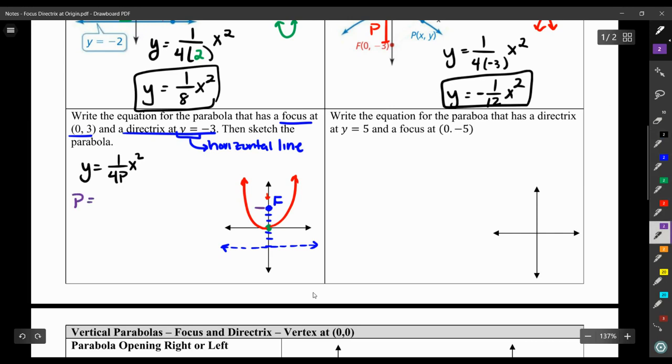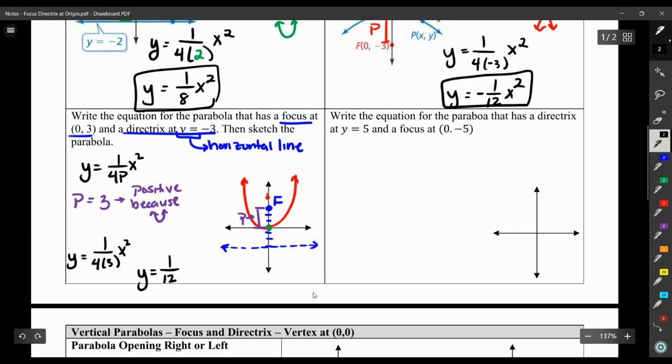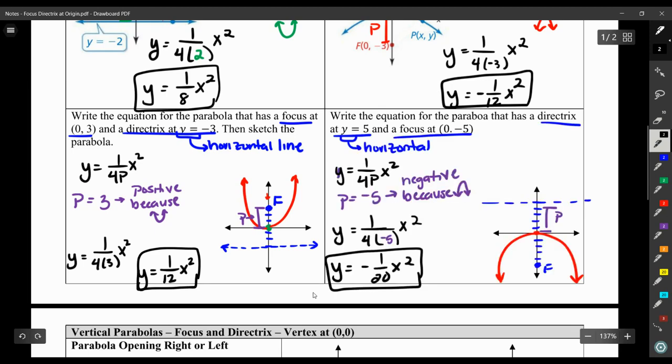So p is this distance from the focus to the vertex. And so p is going to be a positive 3. And it's positive because the parabola is opening upward. And so when I substitute in my positive value of 3 for p, so y equals 1 over 4 times 3 x squared, my final equation becomes y equals 1 over 12 x squared. Pause the video, see if you can try the example on the right. And here's your solution for that example.